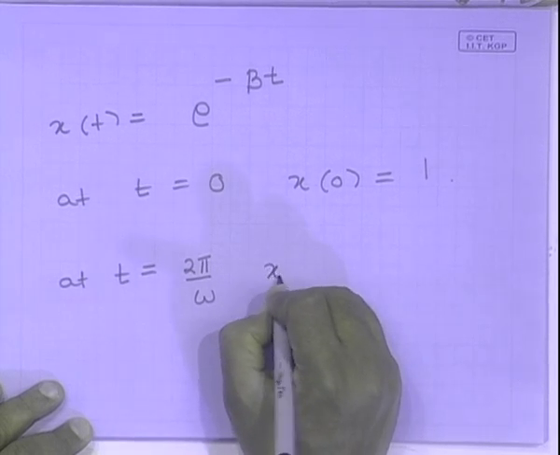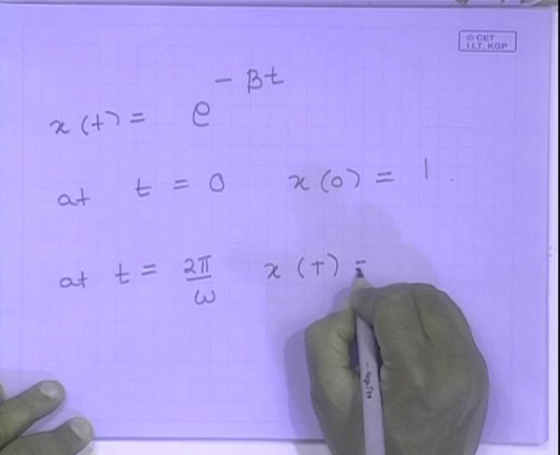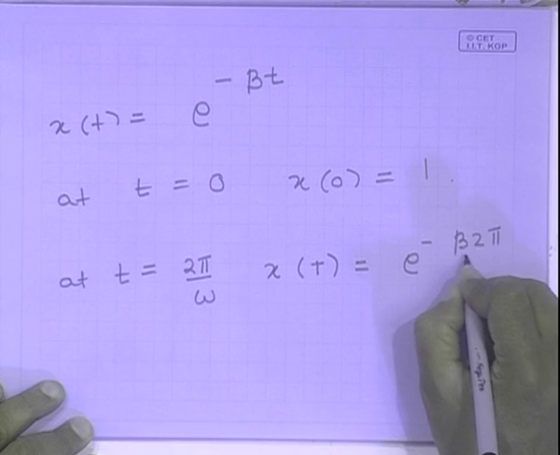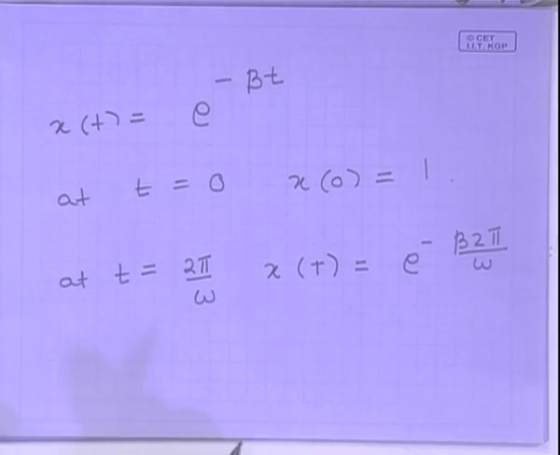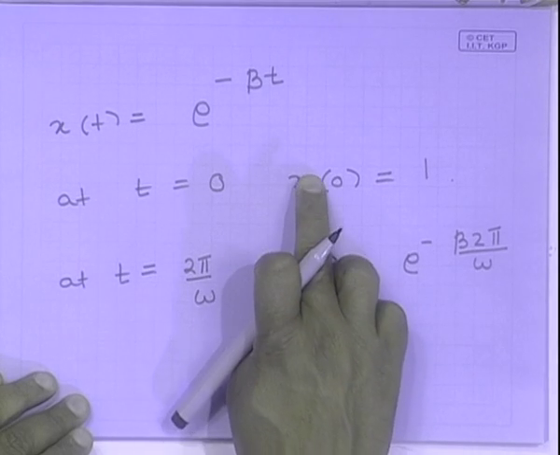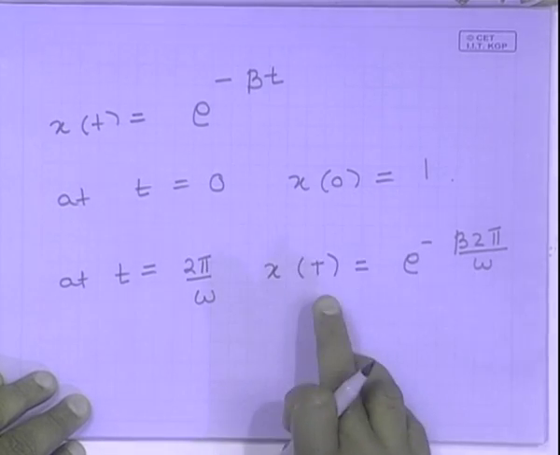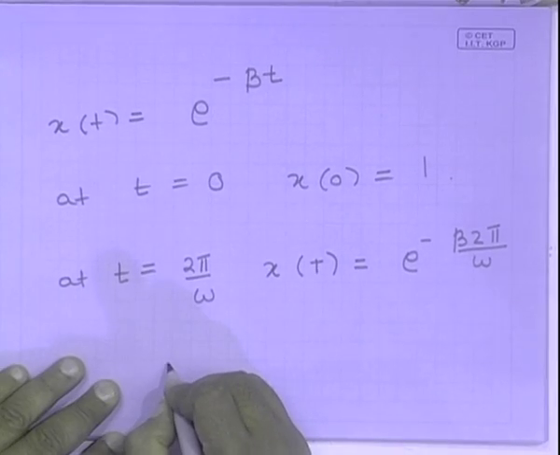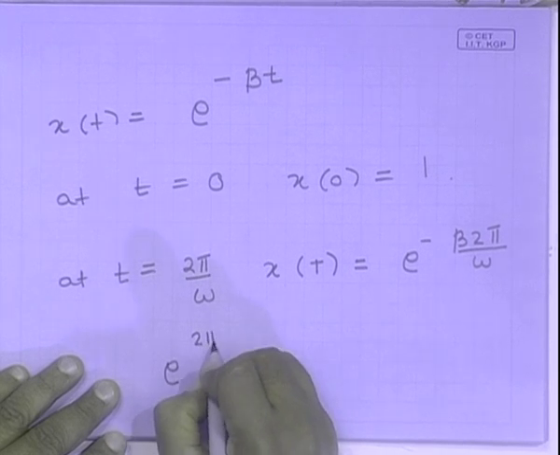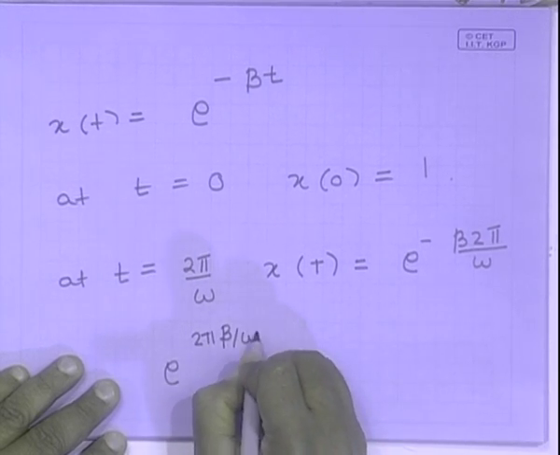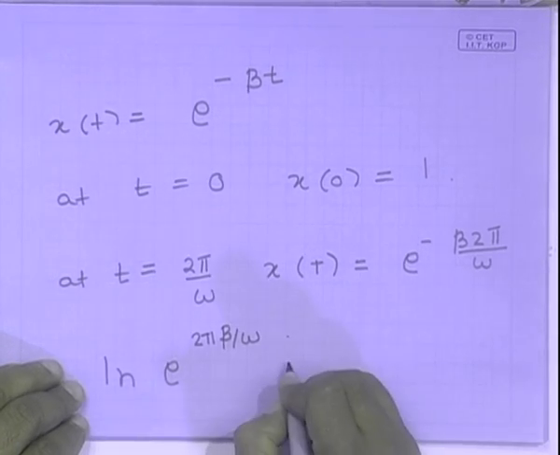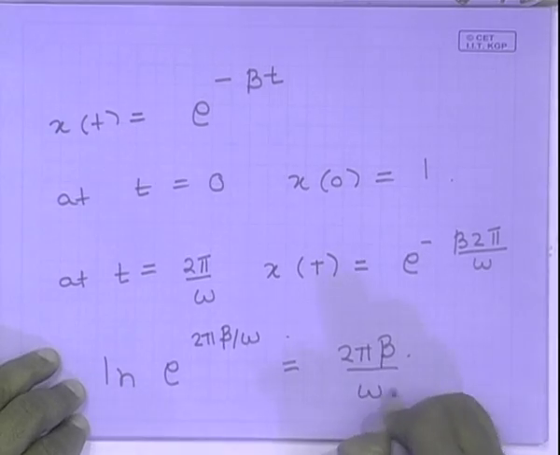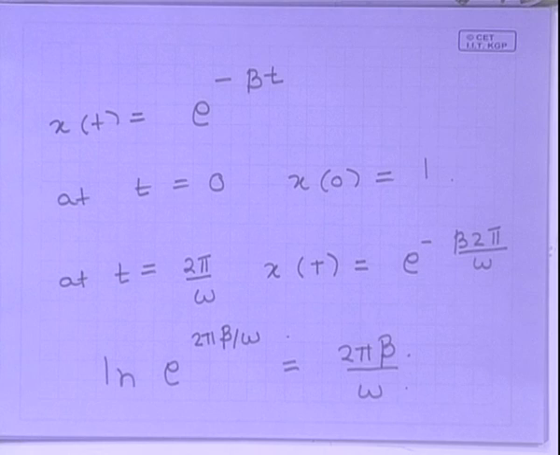So, x after a time period will have a value e to the power minus beta 2 pi by omega. You are supposed to take the ratio of this divided by this. So, if you divide this by this, you will get e to the power 2 pi beta by omega, and then if you take the natural logarithm of this, you will get 2 pi beta by omega. So, this is the natural logarithm.